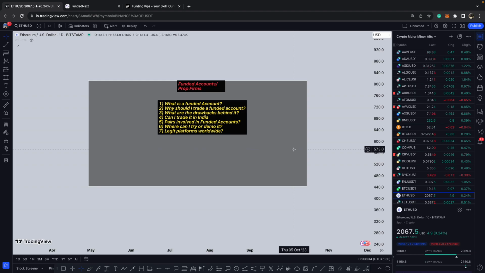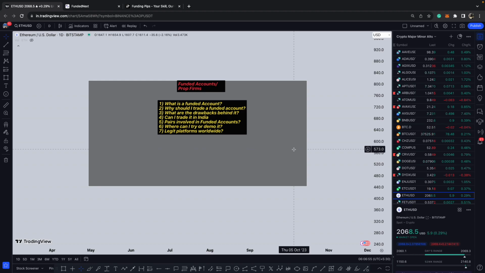Once you get that, you can simply fund your own account or your own broker account. This will not only help you scale up your capital in the long run, but will also help you manage your expenses. It really sounds very easy and very pleasing, but at the same time it has a lot of drawbacks behind it. With this, I'll be coming down to the third point.